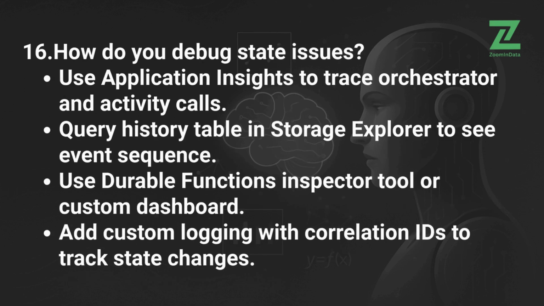How do you debug state issues? Use Application Insights to trace orchestrator and activity calls. Query the history table in Storage Explorer to see the event sequence. Use the Durable Functions Inspector tool or a custom dashboard. Add custom logging with correlation IDs to track state changes.